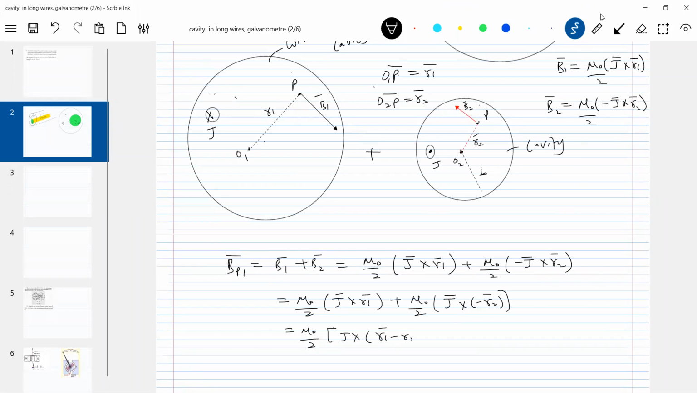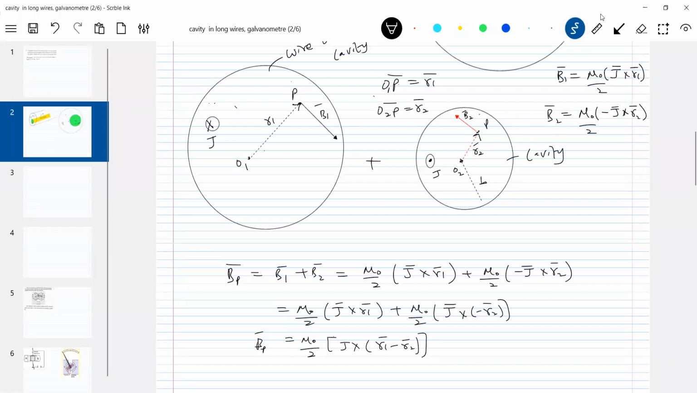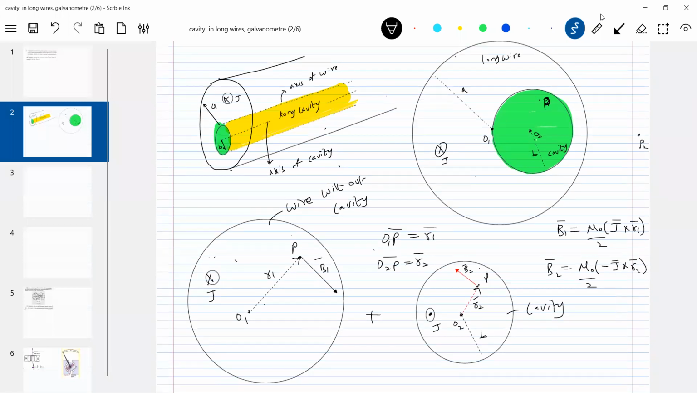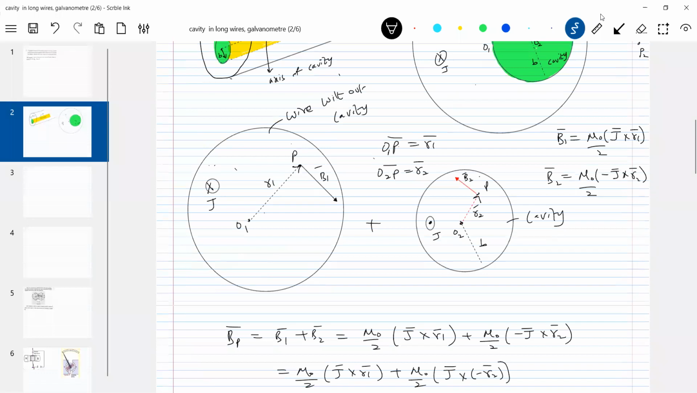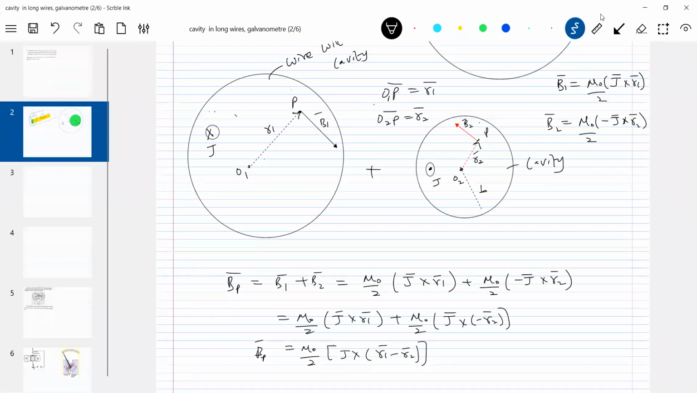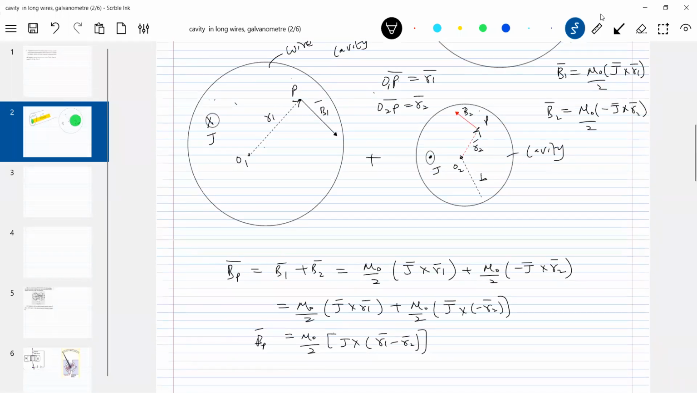R1 bar minus R2 bar. There's the field at point P. R1 bar minus R2 bar. R2 bar is in this direction. R1 bar is in this direction. So how the vectors, we have to show that. So we got J now. It all depends upon R1 bar minus R2 bar. What can be R1 bar minus R2 bar?